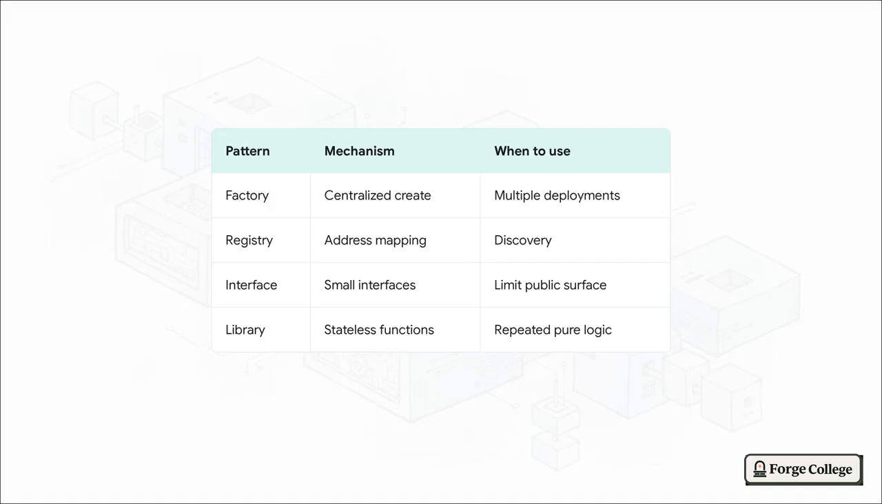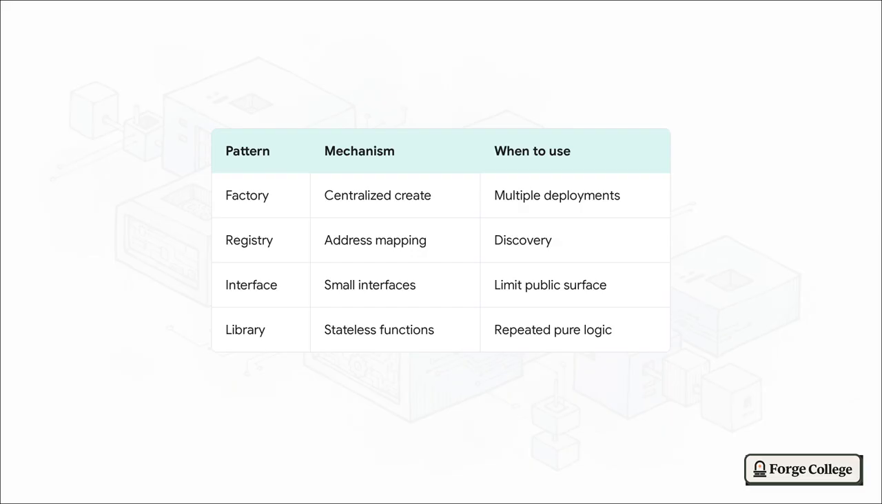Okay, let's review this technical spec sheet like lead engineers for a second. When do you actually reach for each of these? If you need multiple similar deployments with consistent initialization, use a factory. If you need cross-contract discovery without hard coding, go with a registry. Need to minimize your public surface area and limit privileges, interface segregation. And if you've got repeated pure logic that doesn't need to access contract state, just drop it in a library.